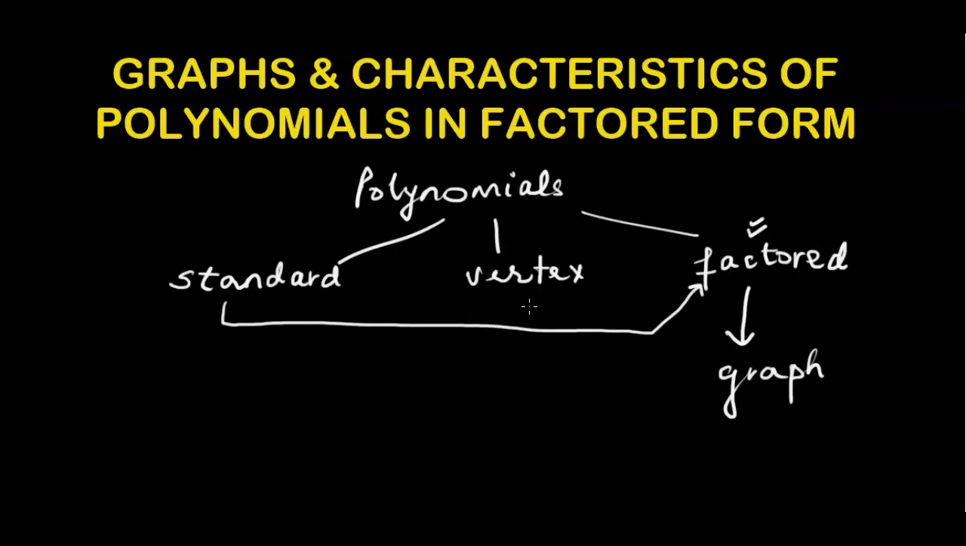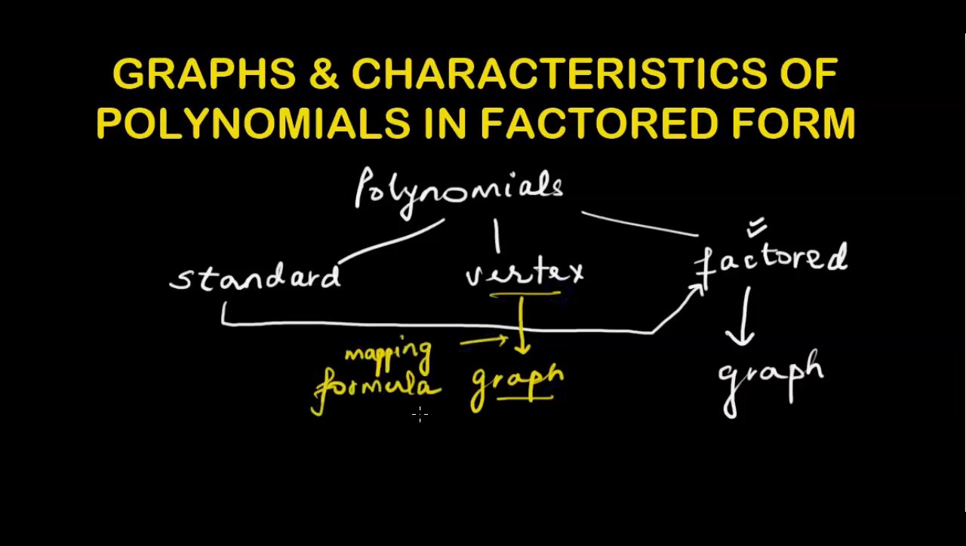If we want to change the vertex form into a graph, the only thing that we use is the mapping formula, which we have been doing in the previous classes as well. It's x over k plus d, ay plus c. So we would figure out the transformation parameters k, d, a, and c and apply these parameters on the parent x and y values to get the new points and turn those points into a graph. Vertex form we'll discuss in the next lesson. However, in this lesson we will discuss how to turn factored form of polynomials into graphs.